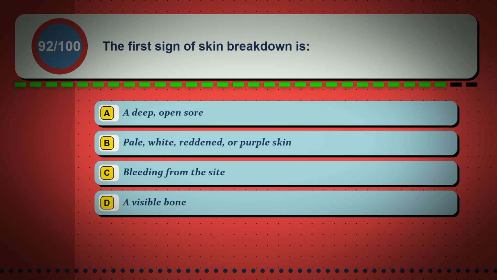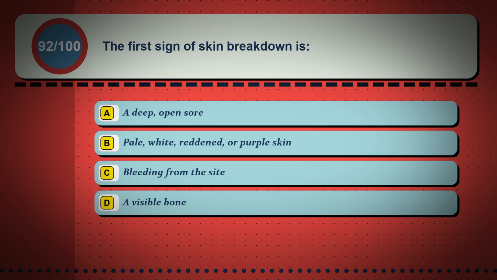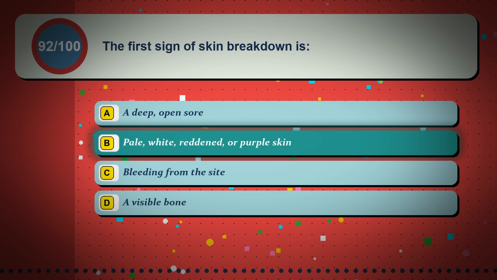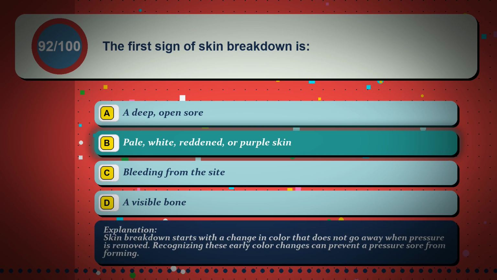Question 92. The first sign of skin breakdown is option A, a deep, open sore. Option B, pale, white, reddened, or purple skin. Option C, bleeding from the site. Option D, a visible bone. The correct answer is option B, pale, white, reddened, or purple skin. Skin breakdown starts with a change in color that does not go away when pressure is removed. Recognizing these early color changes can prevent a pressure sore from forming.